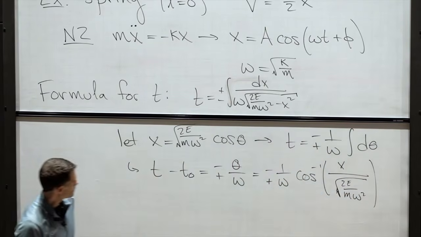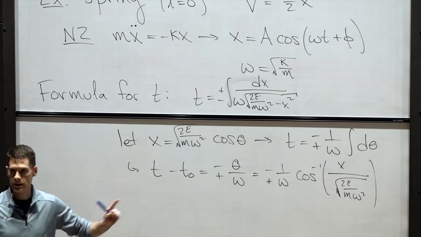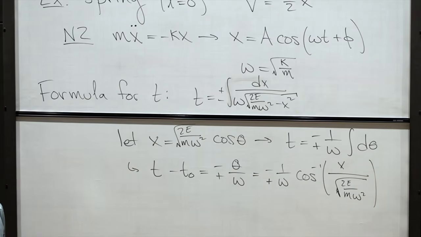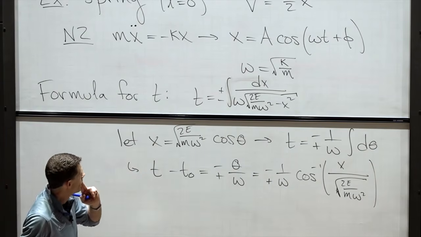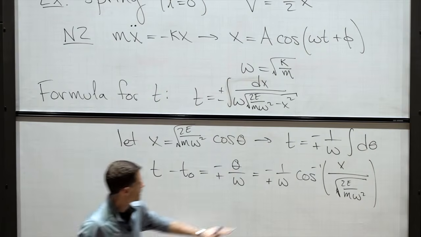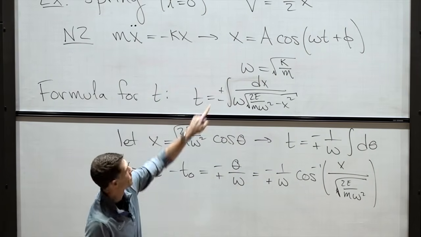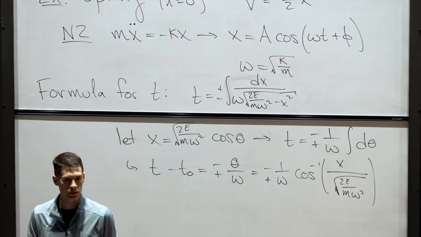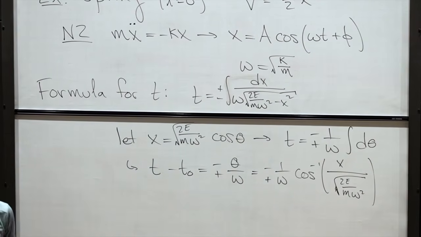Okay. And you can go one step further and then take the cosine, and I get back to a formula like that. x is the cosine of t. This is not a nice way to do it. Just solving Newton's equation is much easier.